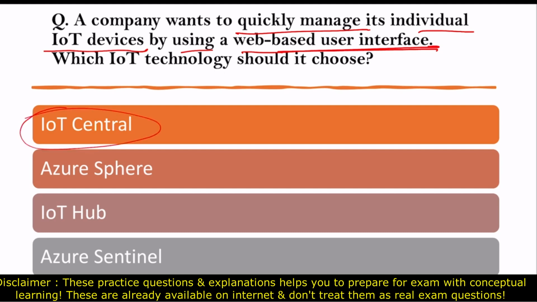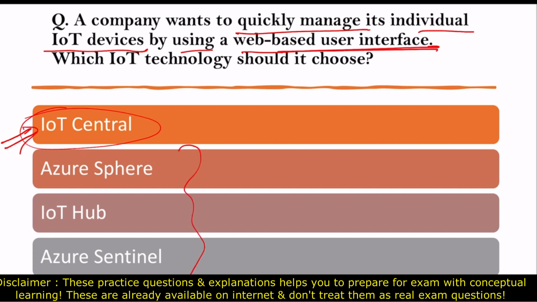First, we will talk about IoT Central. What is IoT Central? It quickly creates a web-based management portal to enable reporting and communication with IoT devices. That is what is being asked in the question. So for this question, our answer is this one. But let's also understand what these other options are.